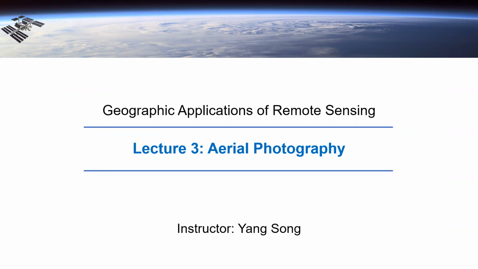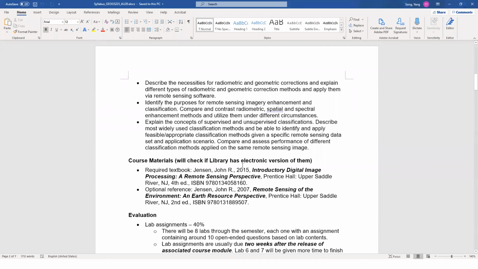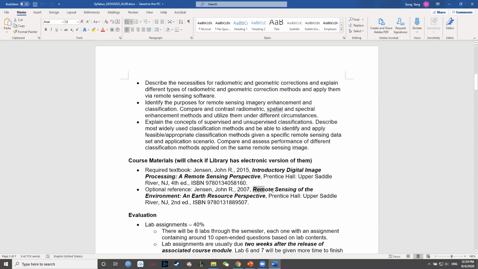The content of this lecture cannot be found in your required texts. Let me get to the syllabus of this course, okay? So the required textbook for this course is Introductory Digital Image Processing, A Remote Sensing Perspective. But the content of this lecture can be found in this optional reference, Remote Sensing of the Environment, an Earth Resource Perspective, okay?